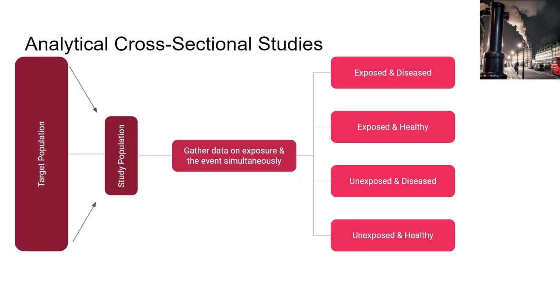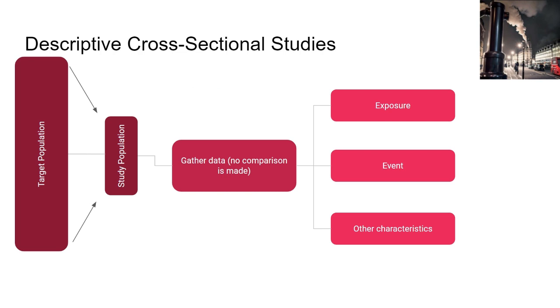And how are they designed? First, choose the target population you are interested in. Then, take a sample of participants who represent that population. If it is an analytical cross-sectional study, you gather data on exposure and the event simultaneously and calculate prevalence ratios based on exposure and event frequencies. If this is a descriptive cross-sectional study, you will only describe the frequencies of exposure, event, or other characteristic.